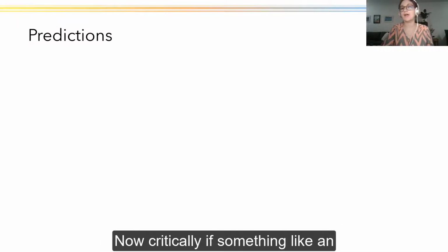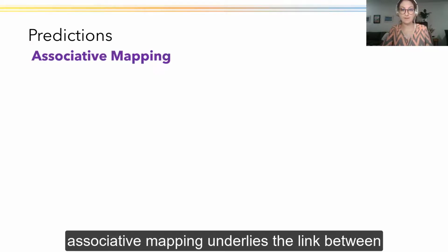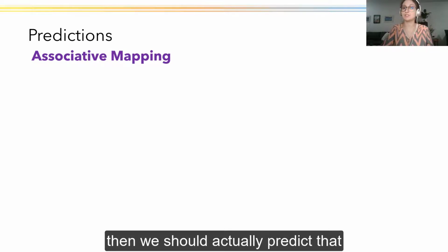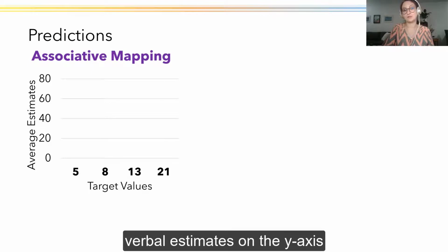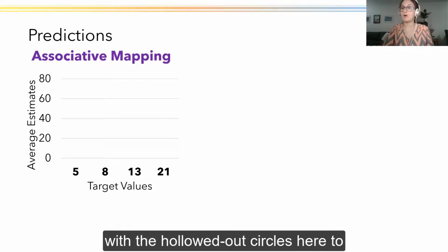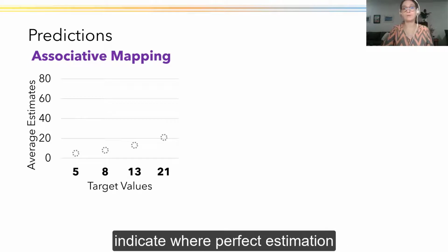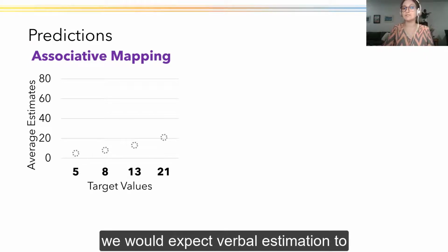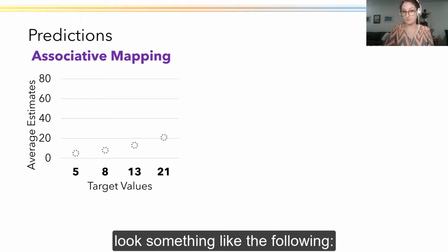Now, critically, if something like an associative mapping underlies the link between number words and perceptual representations, then we should actually predict that children will struggle in the verbal estimation task. So for example, if we were to plot children's verbal estimates on the y-axis against the target values on the x-axis, with the hollowed out circles here to indicate where perfect estimation performance would be, we would expect verbal estimation to look something like the following.